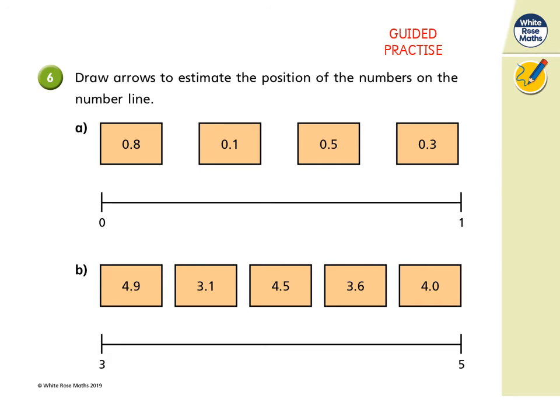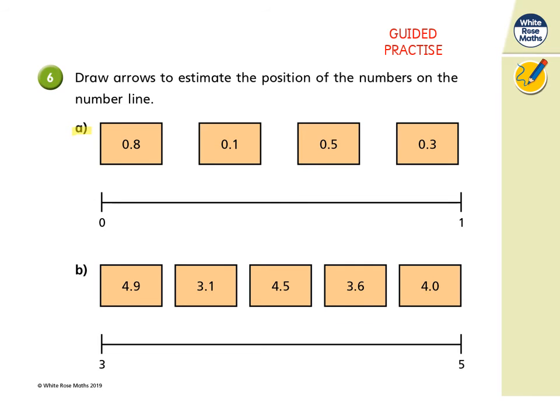So Lucy, I'm just going to speak through this one together as guided practice again. We're going to draw arrows to estimate the position of the numbers on the number line. So with A, we have the numbers 0.8, 0.1, 0.5 and 0.3. And we've been given a number line from 0 to 1. Now just have a quick think, what would my divisors be if I'm going to split my number line into equal parts so I can plot those numbers? Yes, I'd make sure that there are 10 equal parts, like I would have in a bar model. Or on my 100 square, I would have 10 equal squares in a row that would make 1 tenth.